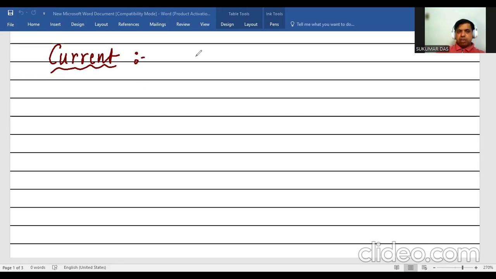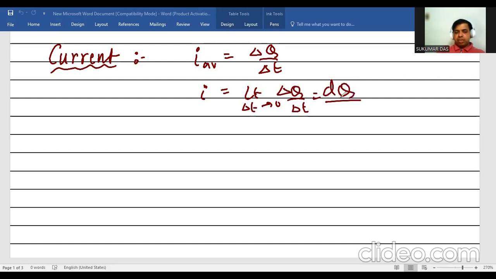So we know that average current is defined as delta Q by delta T, which is the rate of flow of charge across any cross-sectional area. And then you have instantaneous current as the limit delta T tends to 0 of delta Q by delta T. That means we have to differentiate the charge with respect to time. That will give us the instantaneous value of current at any instant.